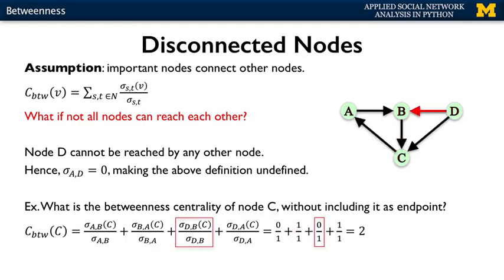There's DB, they're directly connected, so that contributes 0. And then there is DA, and again, the shortest path from D to A passes through node C, so that contributes 1 to the computation. And overall, we find that node C has a betweenness centrality of 2.